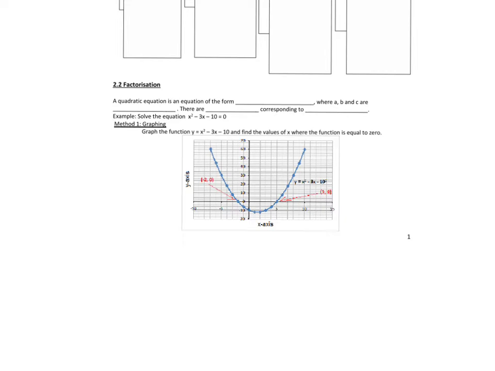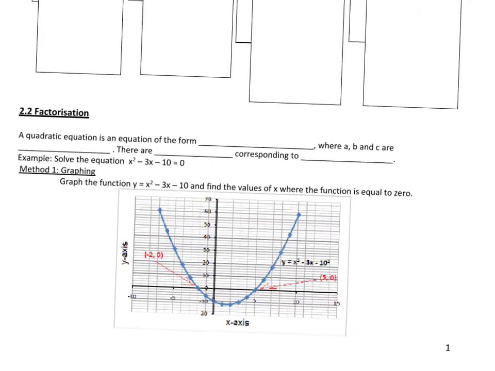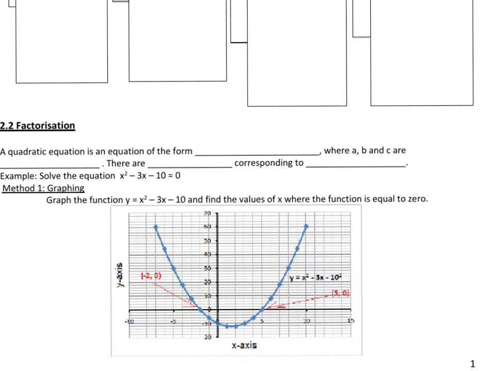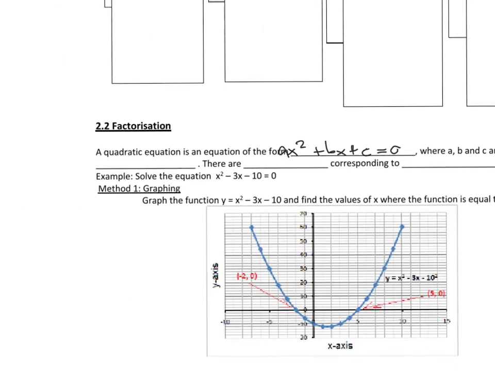So when we've got quadratic equations, they're equations of the form ax squared plus bx plus c equals 0. You've done that before. You know that they look like this: ax squared plus bx plus c. I want to apologise for my handwriting first. I'm using a different device. So ax squared plus bx plus c equals 0, where a, b and c are just constants.